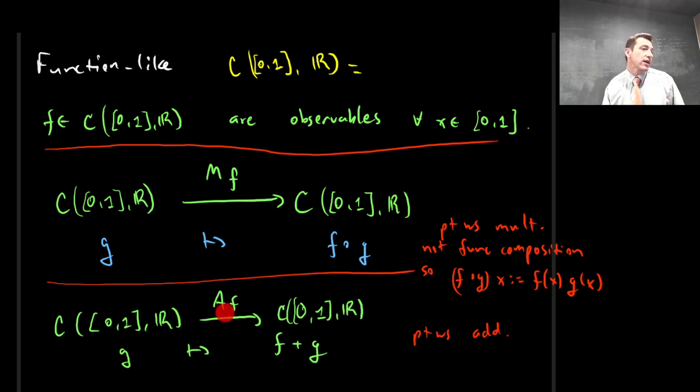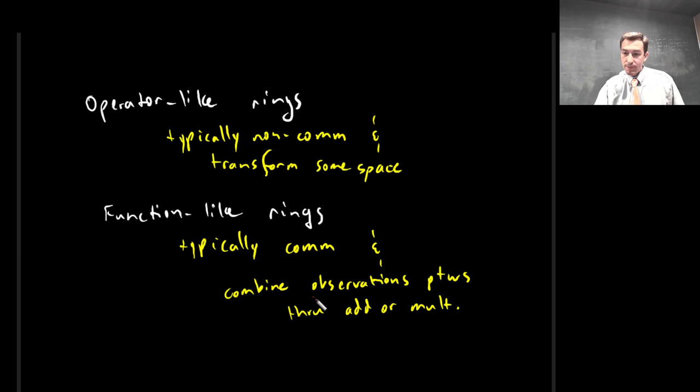And similarly, I can look at adding f as a transformation on these functions. So g to f plus g, same idea. It's pointwise addition. So it's useful anytime you're encountering rings, you can look and say, hey, which one is this like? Is this an operator-like ring that's going to be non-commutative and transform some space, or is this a function-like ring that's almost always going to be commutative and it's going to combine observations pointwise through some sort of addition or multiplication?